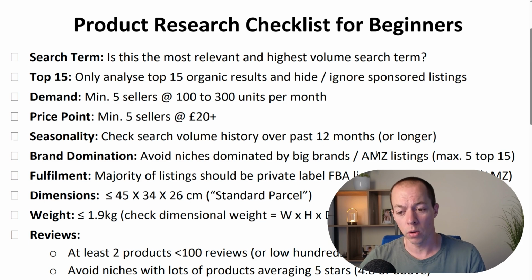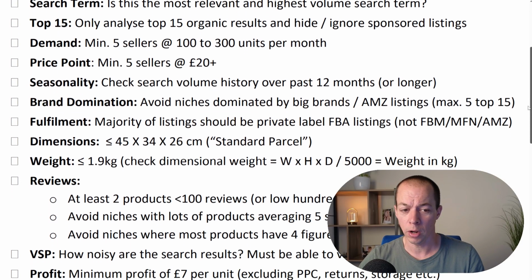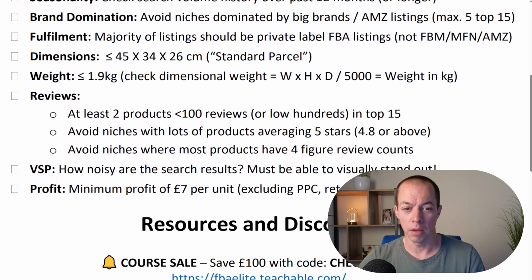And also try to stay away from ones where there are too many Amazon listings, which will be shown as AMZ listings. As again, if you've got 4 or 5 Amazon listings in the top results, they're going to be hard to compete with. Now, if we go down to the next one, fulfillment method. So the majority of listings should be private label listings, not FBM/MFN.